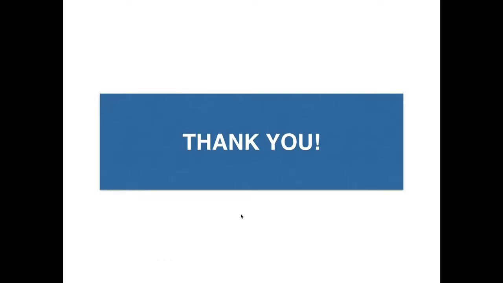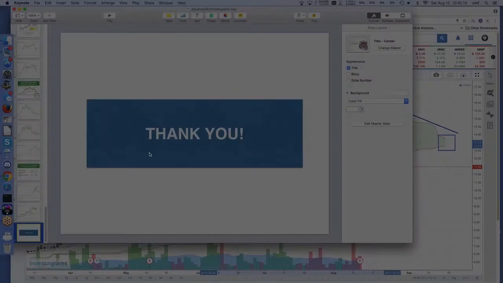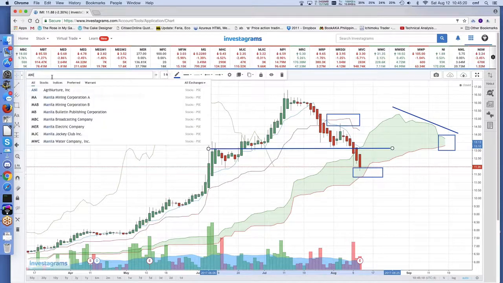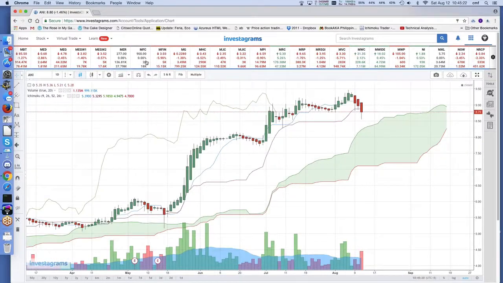Before I say goodbye, I'd like to show you some chart patterns from this week's movements. I already showed you IMI, Annie. Heikin Ashi candlestick still shows there's no reversal signal yet.